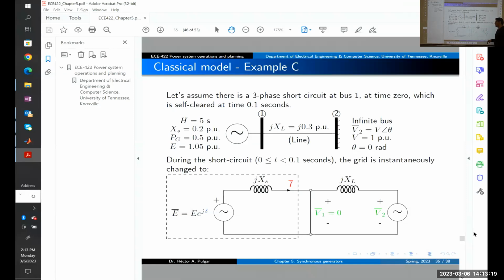We're not going to consider that case, of course, because we're interested in the dynamics of this generator oscillating with the infinite bus. So our assumption here is that the short circuit is going to be self-clearing. It will remain there for 0.1 seconds, and somehow it will disappear.